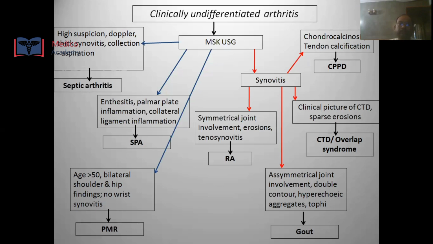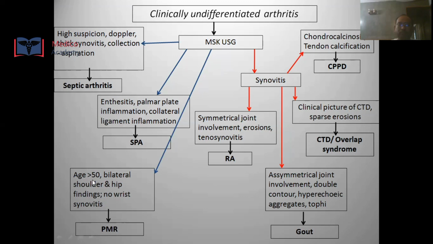Whenever there is a clinically undifferentiated arthritis and the patient is sent for a musculoskeletal ultrasound, how do we differentiate between the various arthritis? If there is a high suspicion of infective arthritis with a warm joint and redness in the skin, and we do see Doppler activity with thick synovitis and collection, we should aspirate the collection and send it for examination, and we can diagnose the arthritis. In case of spondyloarthritis, we do get enthesitis, palmar plate inflammation, collateral ligament inflammation. I will be showing examples of all this.